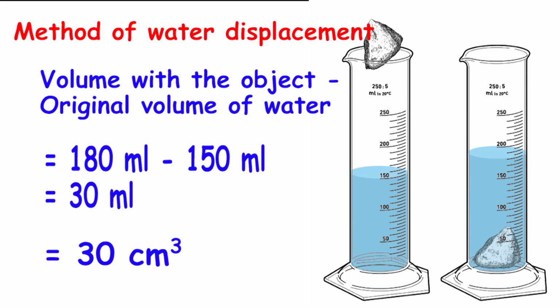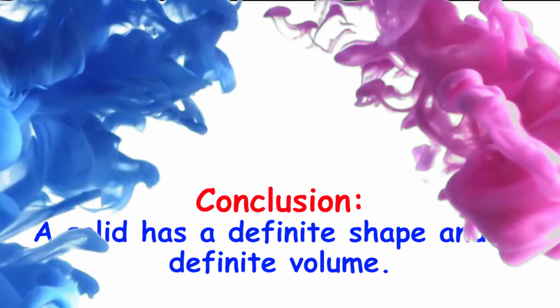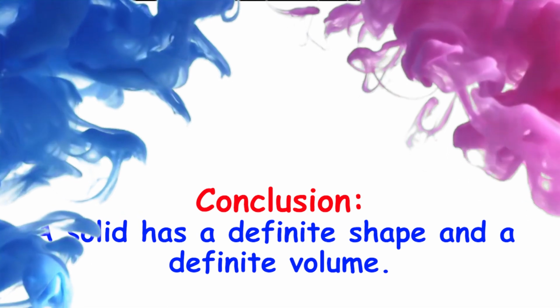The volume of the rock is equal to the volume with the object minus the original volume of water. Accordingly, it's 180 milliliters minus 150 milliliters. And then the volume of the rock is 30 milliliters, which is equivalent to 30 cubic centimeters. Do you think that the volume of this rock will increase if I put it in a bigger container? No. Thus, the volume of this rock is fixed. What's your conclusion about the shape and the volume of a solid? A solid has a definite shape and definite volume.